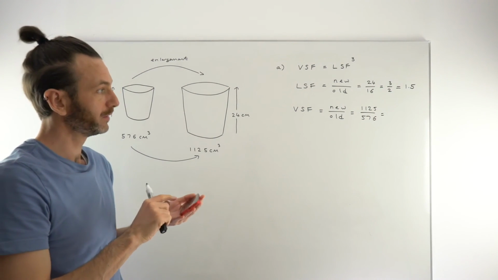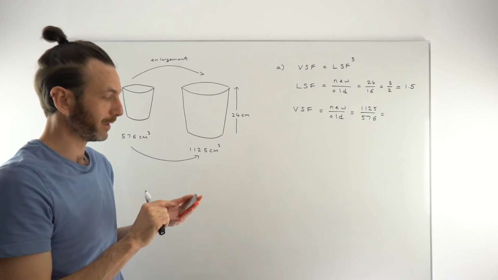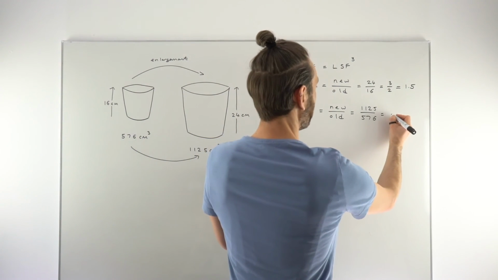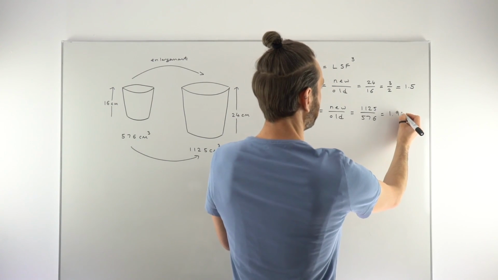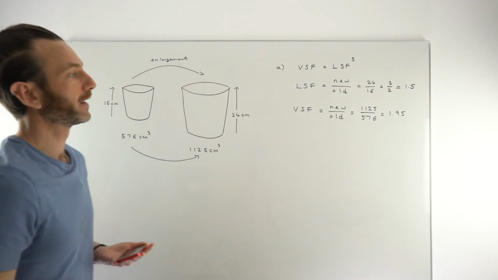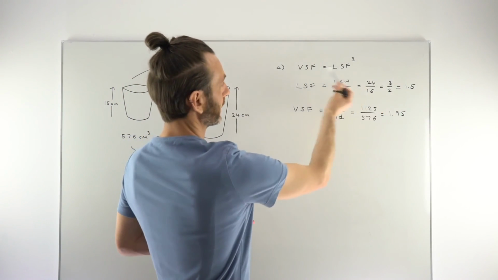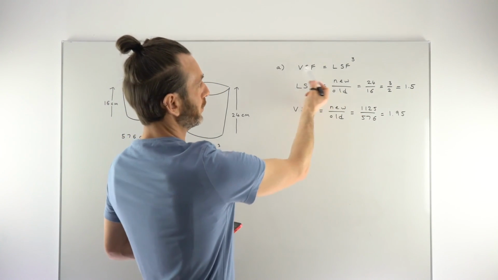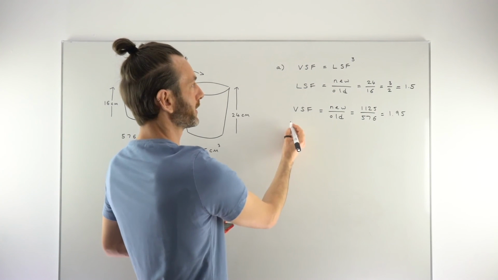So 1125 divided by 576 comes out to be 1.95. So if the shapes are mathematically similar, then these numbers will make this formula correct. So let's just test that.